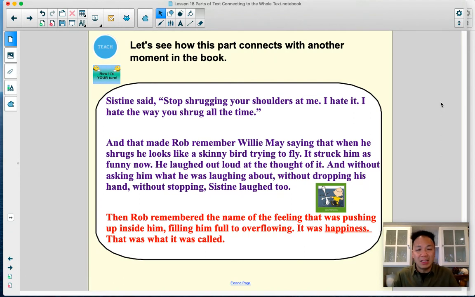Sistine said, "Stop shrugging your shoulders at me. I hate it. I hate the way you shrug all the time." And that made Rob remember Willie Mae saying that when he shrugs, he looks like a skinny bird trying to fly. It struck him as funny now.